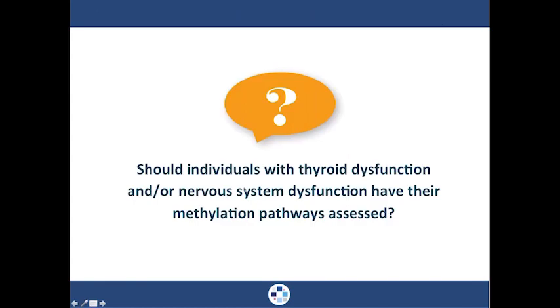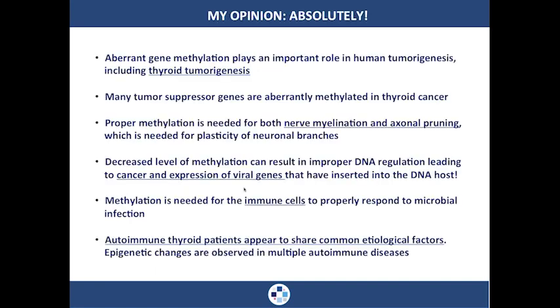So should individuals with thyroid dysfunction and or nervous system dysfunction have their methylation pathways assessed? And I think you already know the answer to that. It's obviously yes. I've been talking about it for the last several minutes here. And here's why. Aberrant or bad gene methylation plays a role in human tumorigenesis, in other words, cancer, including thyroid cancer. Many tumor suppressor genes are aberrantly methylated, and I'll show you a slide on that in thyroid cancer. In other words, if a gene is methylated, it will turn it off, and I got a really cool slide to get you up to speed on that.